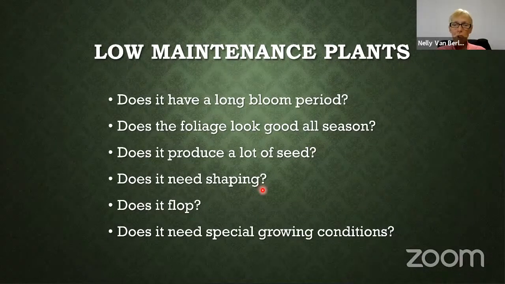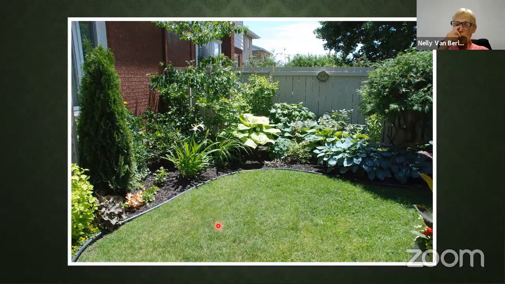And does it flop? Are you going to have to be tying it up, or is it going to hide another plant? Does it need special growing conditions? Because if you're trying to grow something that loves acidic soil and you're on the Canadian Shield, you're not going to be successful, or you're just going to give yourself a lot more work. So with an eye to keeping the maintenance as low as possible, some ideas would be to mulch, of course.